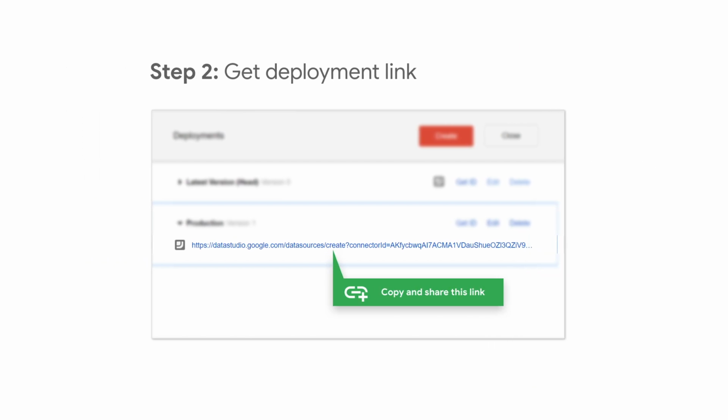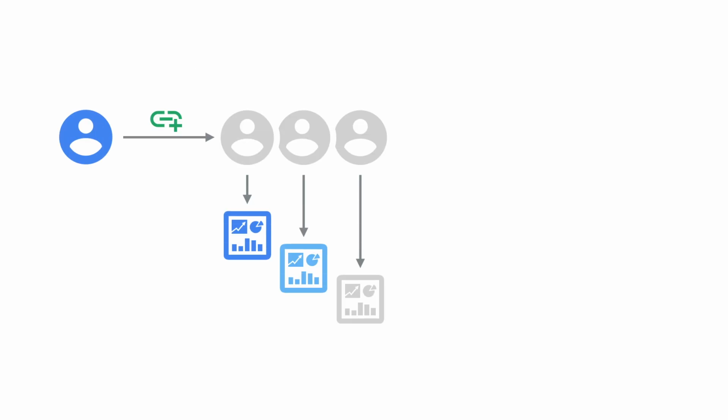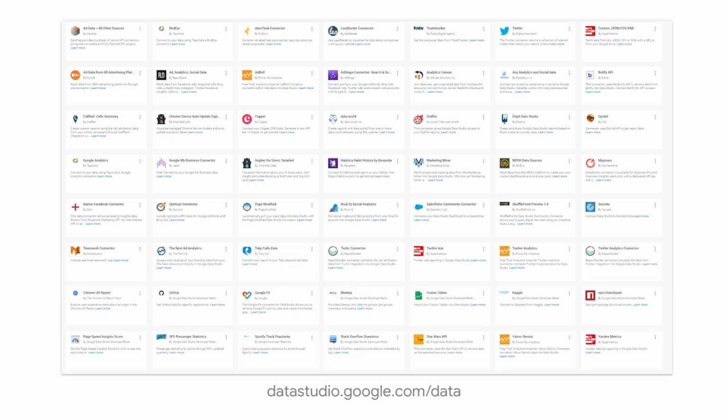You can share the link through email, social media, or your own blog. Anyone who goes to this deployment link will be able to use your connector, configure it, connect to their own Google Fit data, and create their own separate dashboards. That's pretty neat. You can get greater visibility for your connector by publishing it to the Data Studio connector gallery.